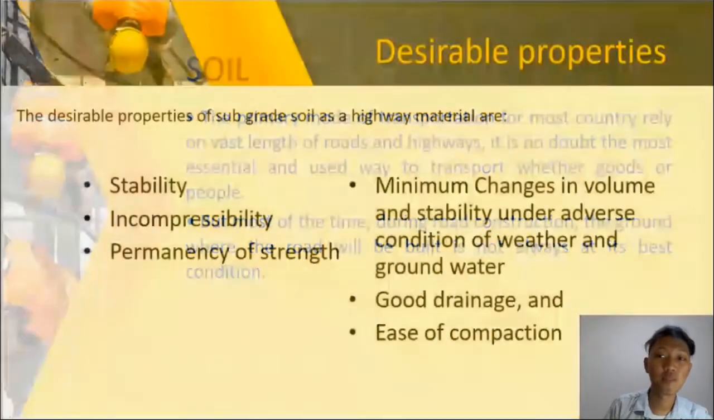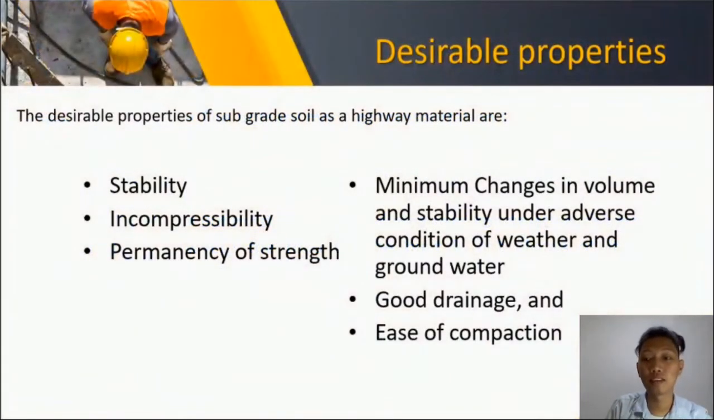Next natin yung desirable properties ng isang subgrade soil bago tayo magtayo ng roads or highway. The desirable properties of subgrade soil as a highway material are stability, incompressibility, permanency of strength, minimum changes in volume and stability under adverse condition of weather and groundwater, good drainage and ease of compaction.